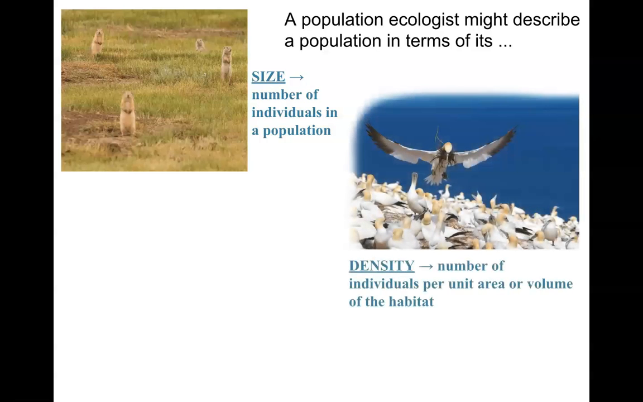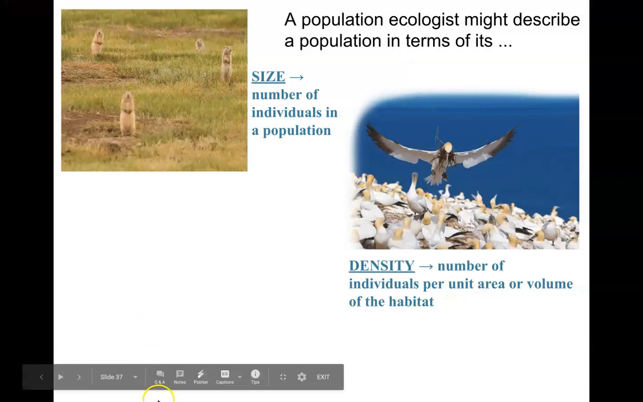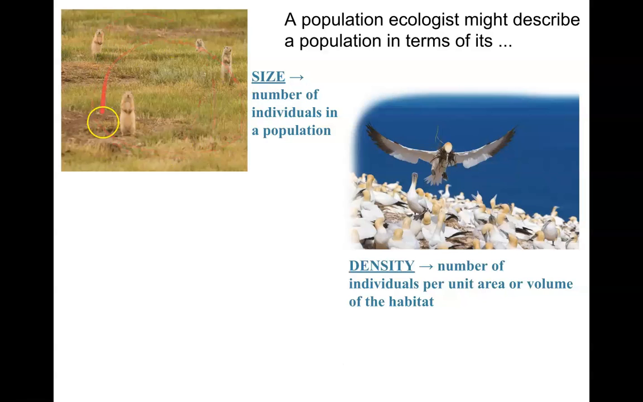Its density. Its density has to do with the number of individuals per unit area. So how dense is that population? Is it quite dense like you see here in this image? Or is it not dense like in the previous image I just showed you, where they have more space in between each other and individuals are able to not be so tightly packed with one another?